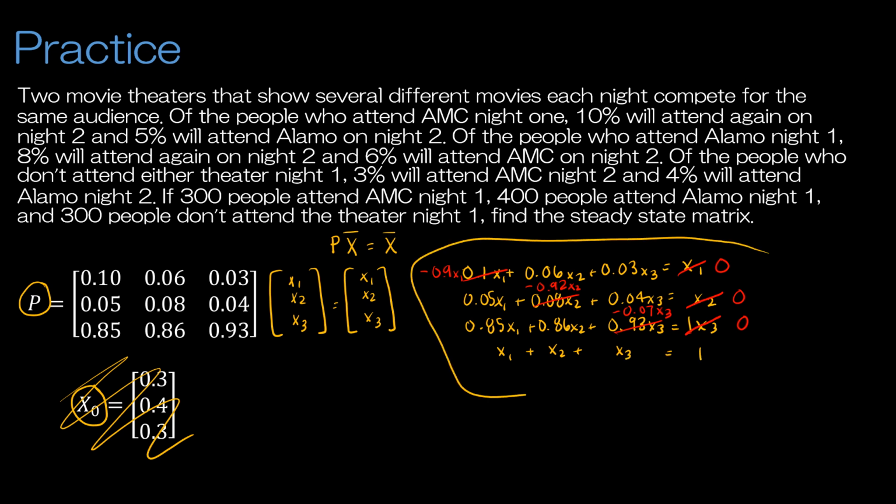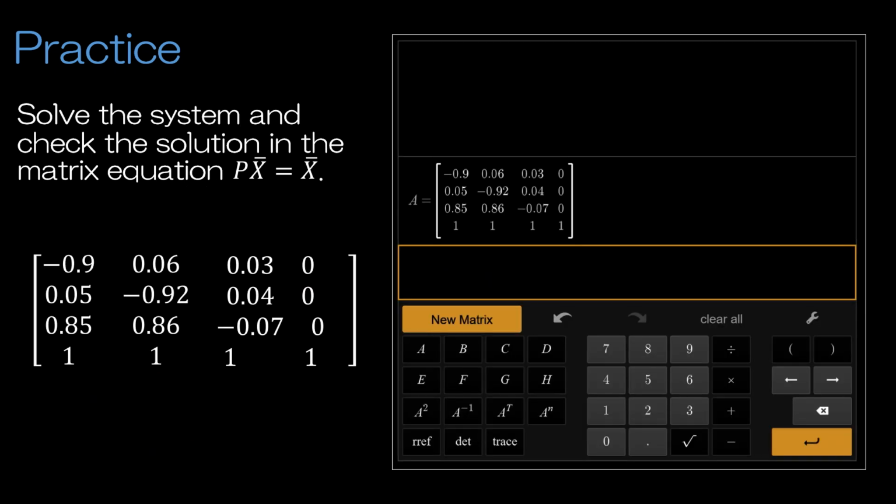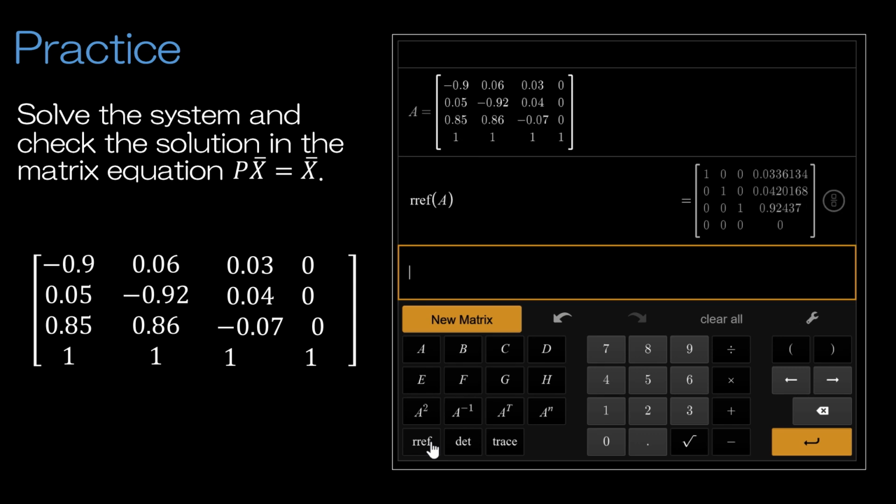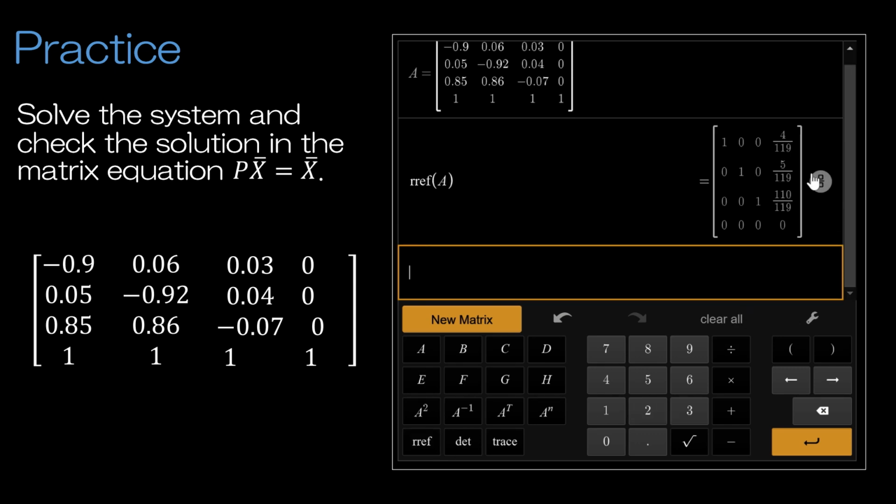This is the system of equations that I need to solve. Now that we've done the hard work, we just put that system of equations into a matrix, and we're going to let Desmos do the work for us. So we're going to take the reduced row echelon form of A. That's going to give us our matrix. Again, we can write those as fractions, and then you can certainly check it as well.